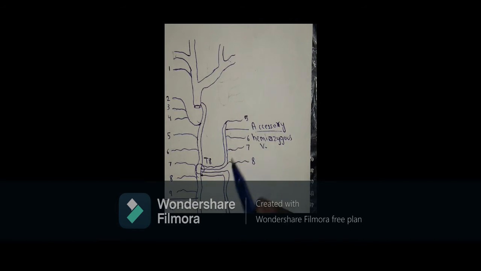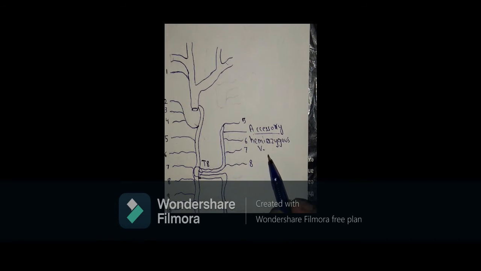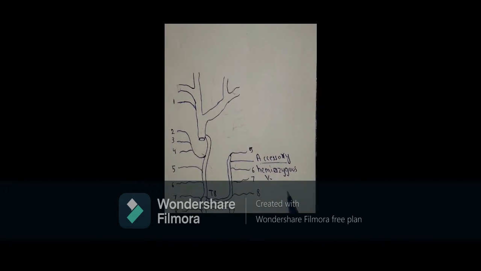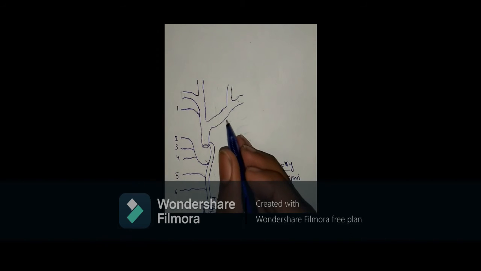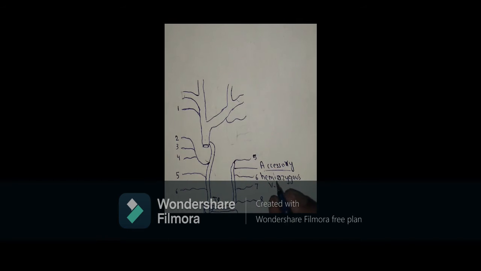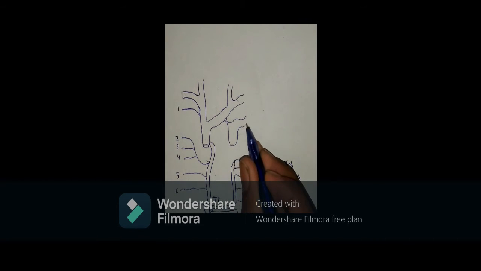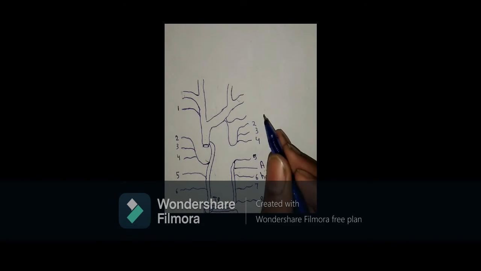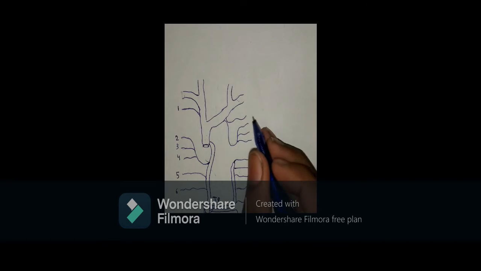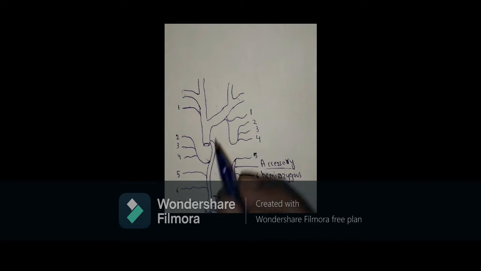What about the first four left posterior intercostal branches? Let's go back to the brachiocephalic vein. Again, the first intercostal branch is going to arise from this brachiocephalic vein, and another branch is going to arise from this area, which will give off eventually the second, third, and fourth left posterior intercostal branches.